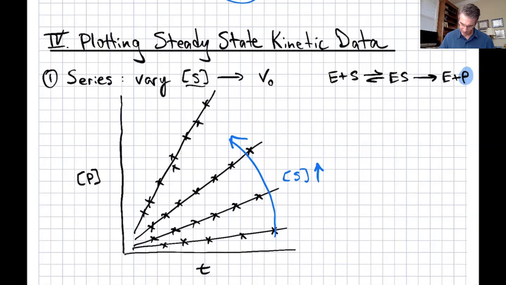And the slope of each one of these lines is equal to the initial rate at that concentration of the substrate, right? So we would have a whole series of these, P02, P03, P04. So we're getting an initial rate measurement at a series of different substrate concentrations. And as I said, these better be straight lines, right?